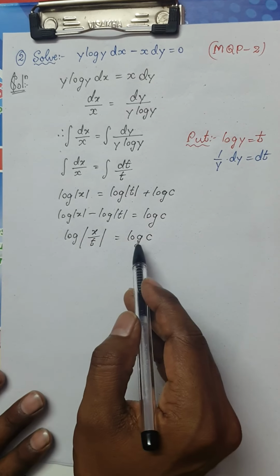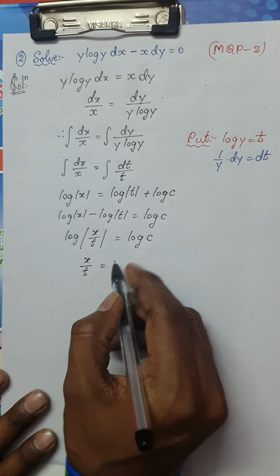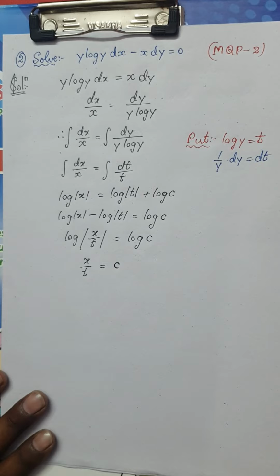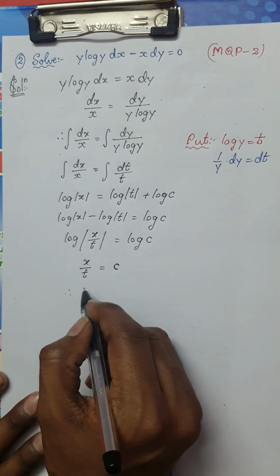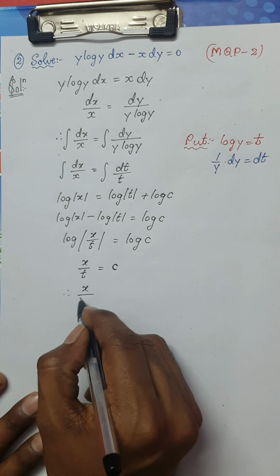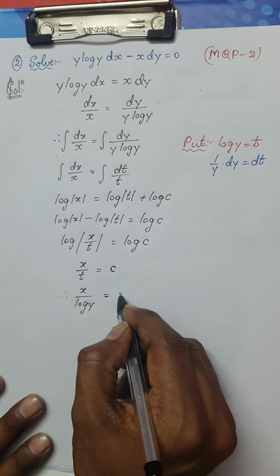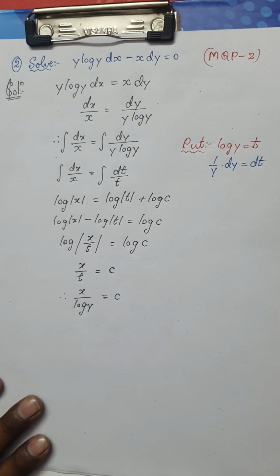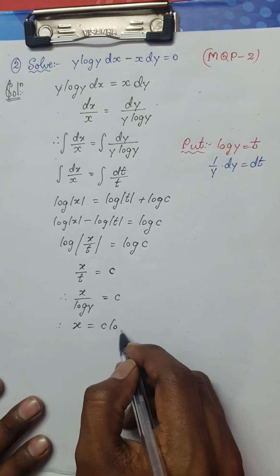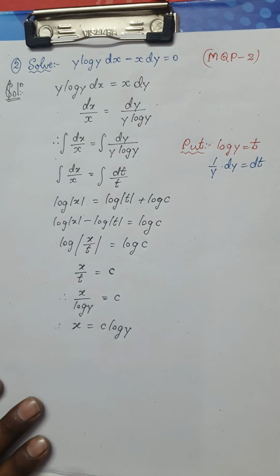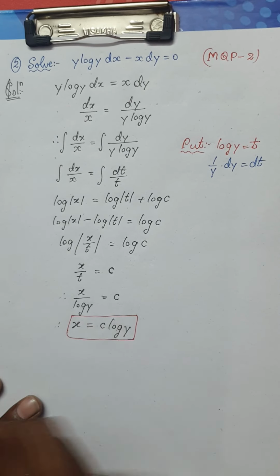Now you can apply anti-log on both sides. So log and log get cancelled. You are going to get x by t is equal to c. Now substitute back for t here. Therefore, what is x by t here? X divided by log y, isn't it? X divided by log y is equal to c. So this would be the solution, or else you can write x is equal to c log y. I think this would give you the 3 marks, for your benefit.